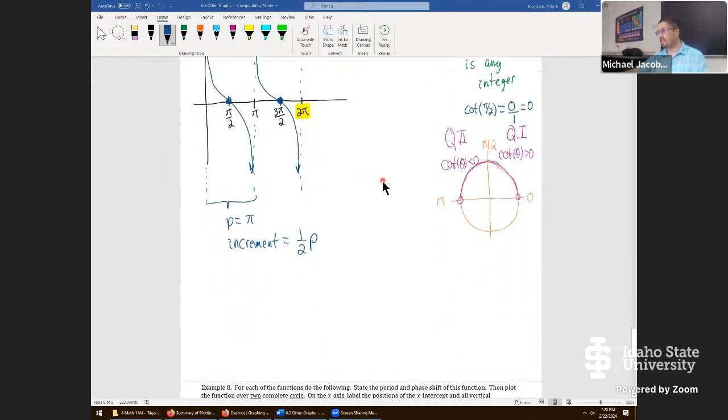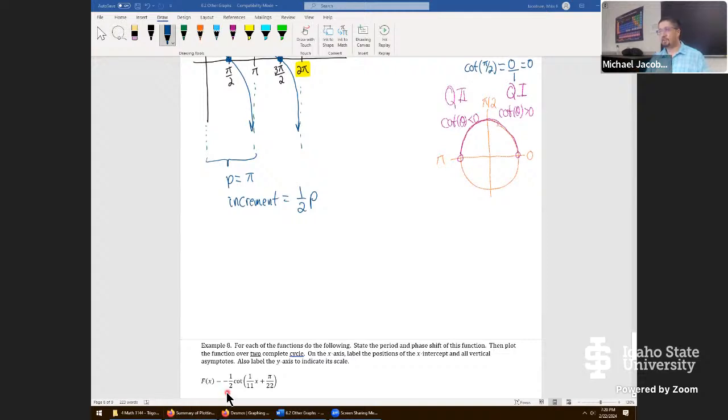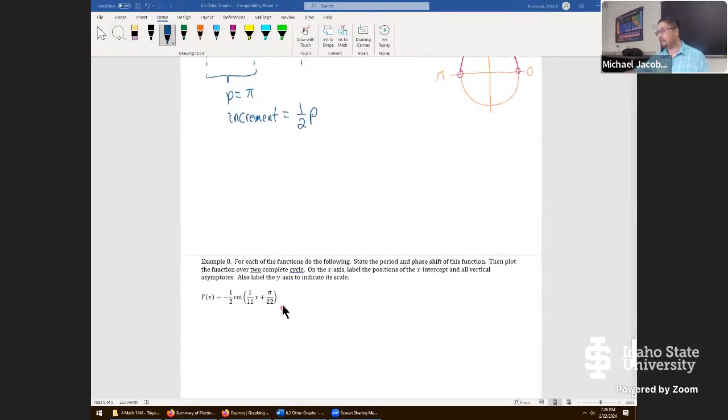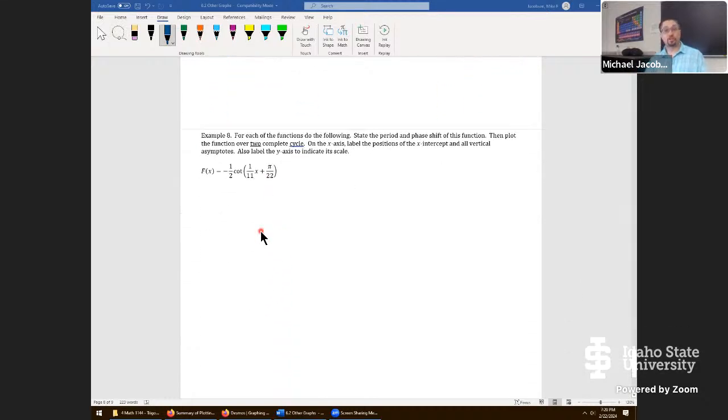And here's the function we're looking at. It looks awful. We promised we're doing this one mainly because sometimes there's fractions in the homework, and I feel like we should do one that involves fractions most definitely and see how it ought to go. This one's the same exact instructions for tangent plotting. We're going to state period and phase shift to start, plot the function over two complete cycles, and all the other stuff.